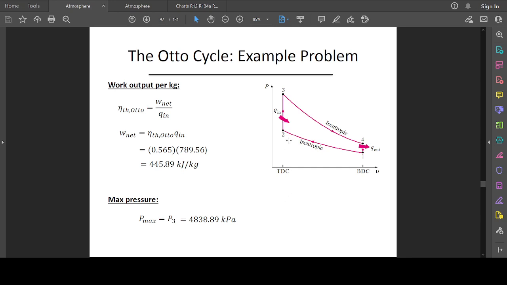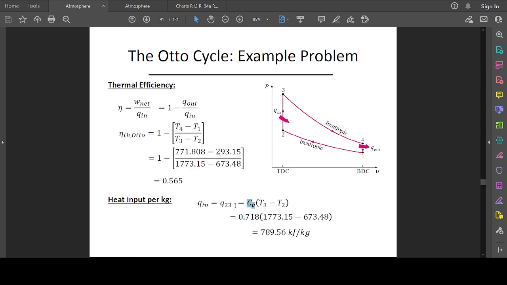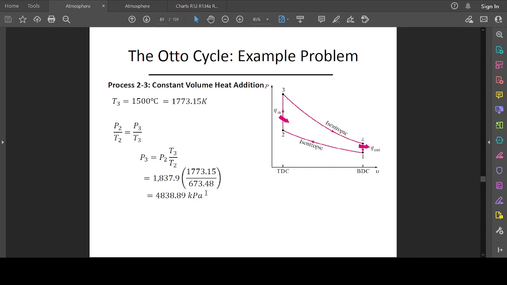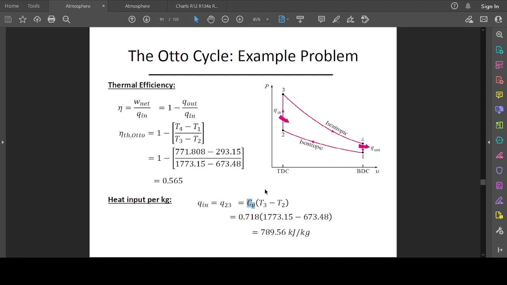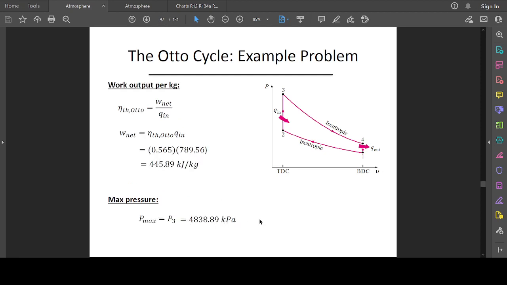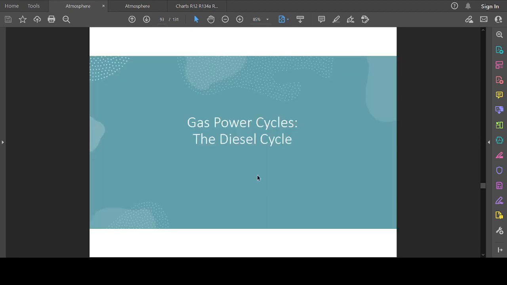And we know that the maximum pressure is the pressure at stage 3 here, okay, because this is the highest pressure for the cycle. And we've already calculated that here. So P3 is 48 bar. And that will be it for this particular lecture.